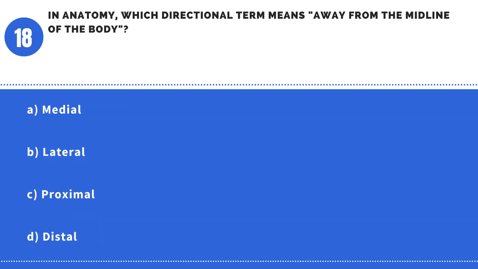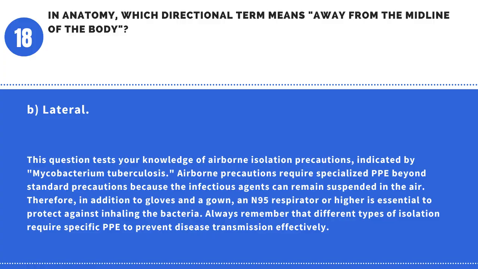Question 18. In anatomy, which directional term means away from the midline of the body? A. Medial. B. Lateral. C. Proximal. D. Distal. Answer. B. Lateral. This question tests your understanding of basic anatomical directional terms, which are essential for accurately interpreting medical documentation.